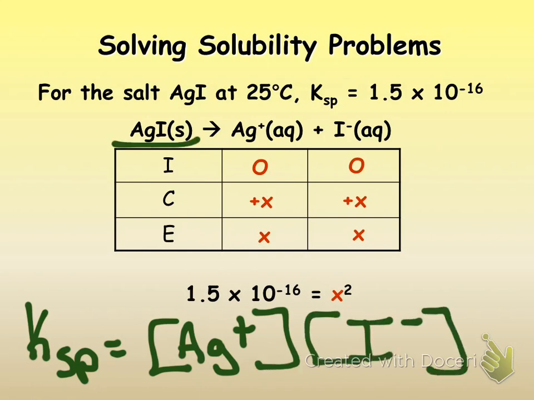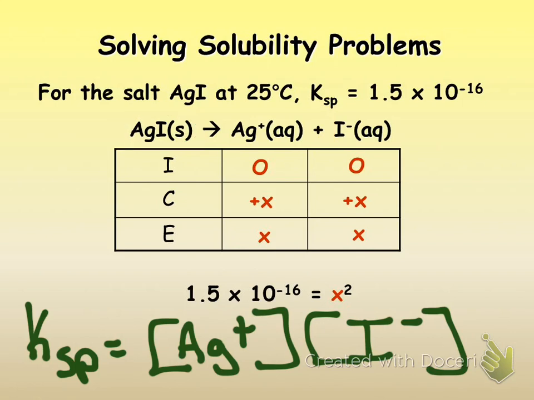I do not include the AgI in the law of mass action because it's a solid and its concentration doesn't change. Okay. If there are subscripts, like if it was AgI2 and I had to put 2 in front of the I negative, I would have to raise that to the second power. But that's not the case here, so we'll just keep it as is.